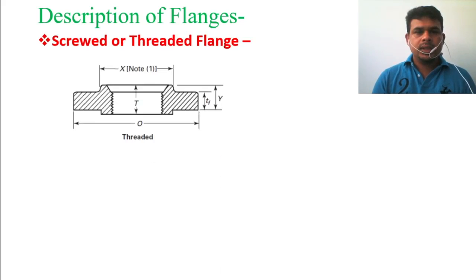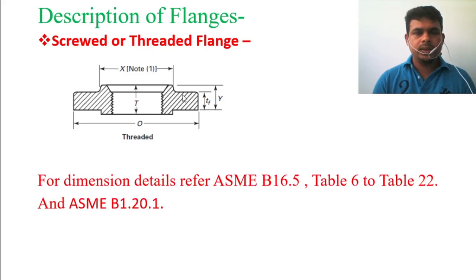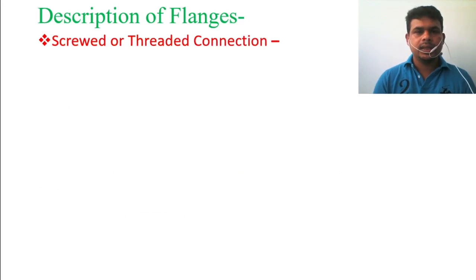So for screwed or threaded flanges, for the dimension of the flange, I request you to refer to ASME B16.5 Table 6 to Table 22 for dimension details. And one more standard you need to refer to for threaded flanges is ASME B1.20.1 for the connection: how much will go inside and how the connection is made. Next, see the next slide.